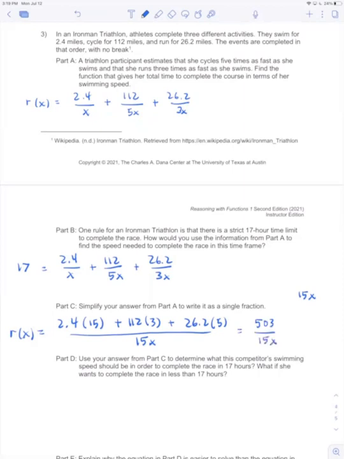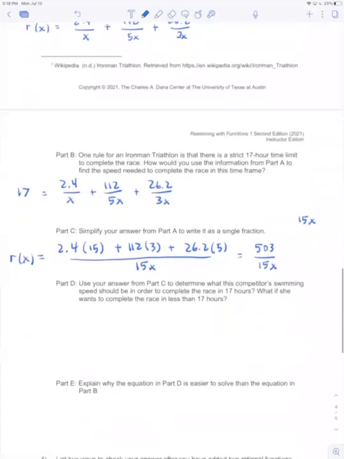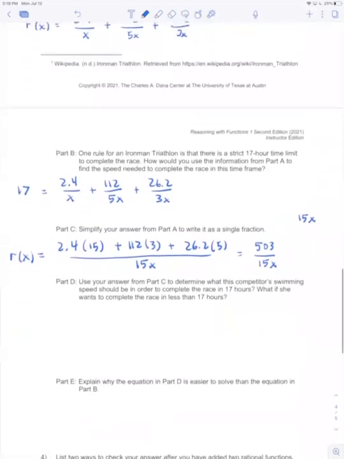Part D, use your answer from part C to determine what this competitor's swimming speed should be in order to complete the race in 17 hours. What if she wants to complete the race in less than 17 hours? So let me just move this up a bit.